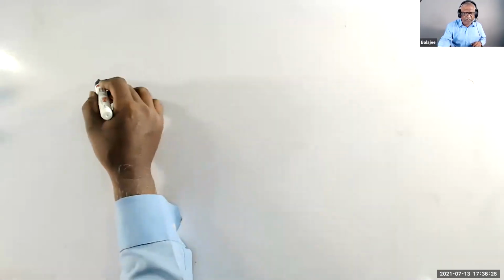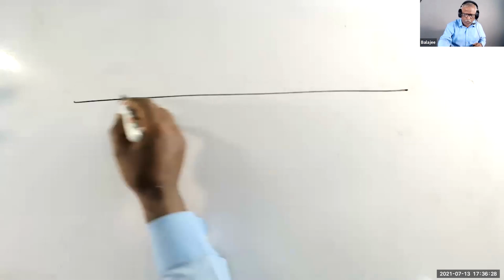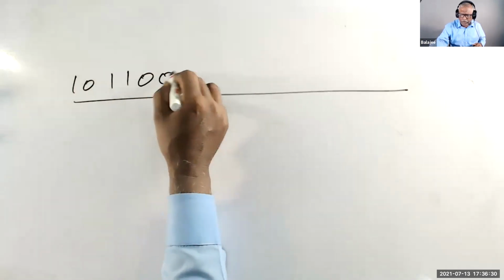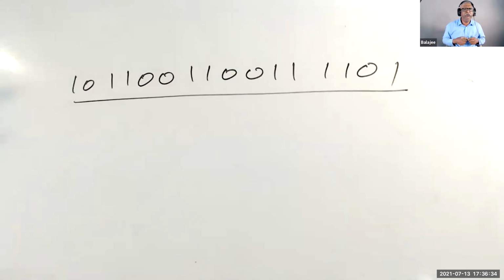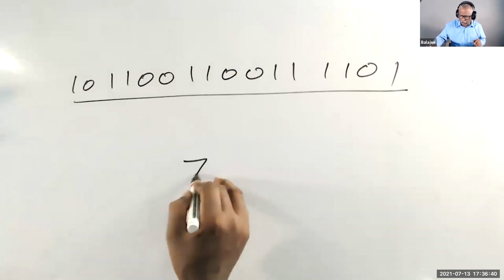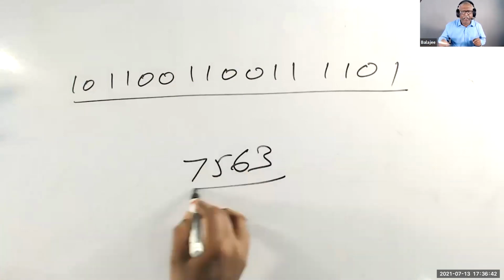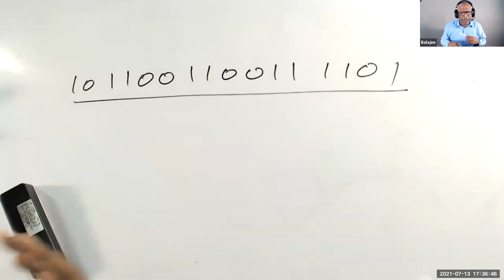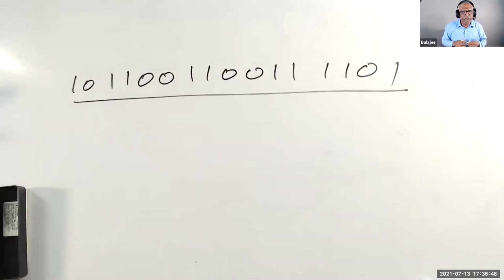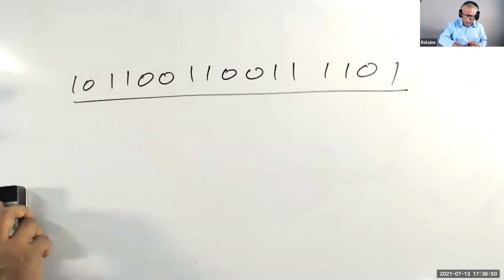If you have a 16-bit number, 1011001100111101, God, man, it's so big. I cannot remember it, because I normally write like this, 7,563. I always write a small number and remember it. How do I remember this 1011 and everything? So what the mathematicians did was simple.